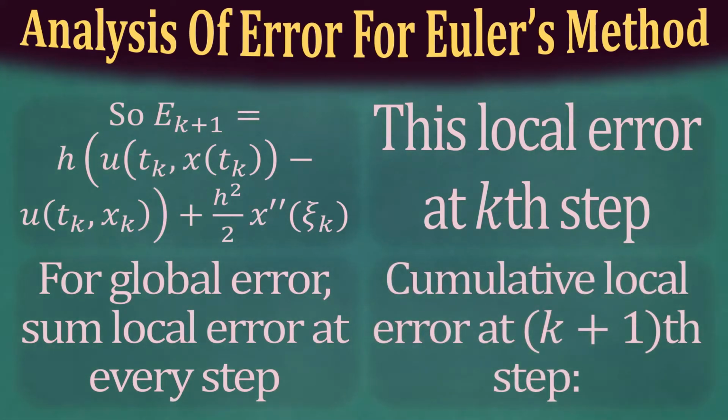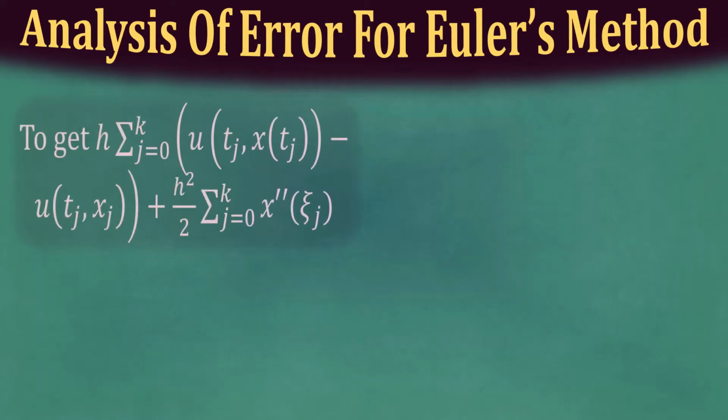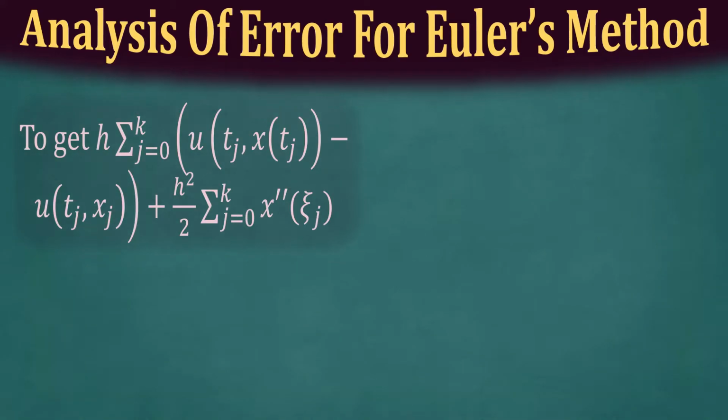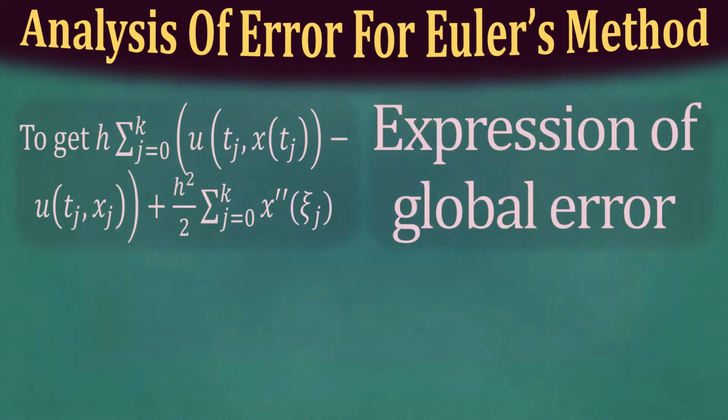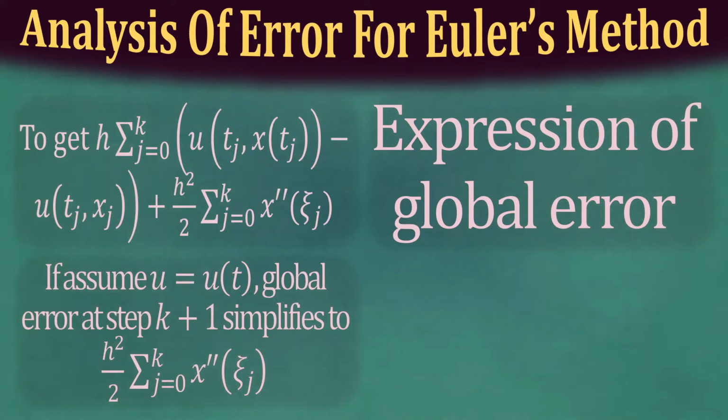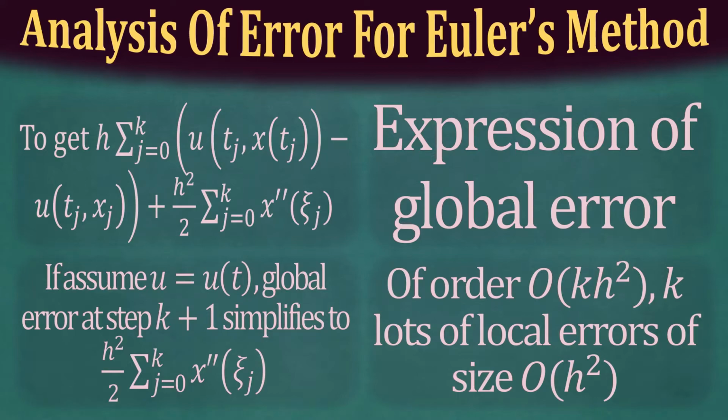Thus, we consider the cumulative local error at the k+1 step to get h times the sum from j equals 0 to k of [u(tj, x(tj)) - u(tj, xj)] plus (h²/2) times the sum from j equals 0 to k of x''(ψj). This is the expression of the global error. If we assume that u is a function of t only, then the global error at the step k+1 simplifies to (h²/2) times the sum from j equals 0 to k of x''(ψj). This is of order kh², that is k lots of the local error of size h².